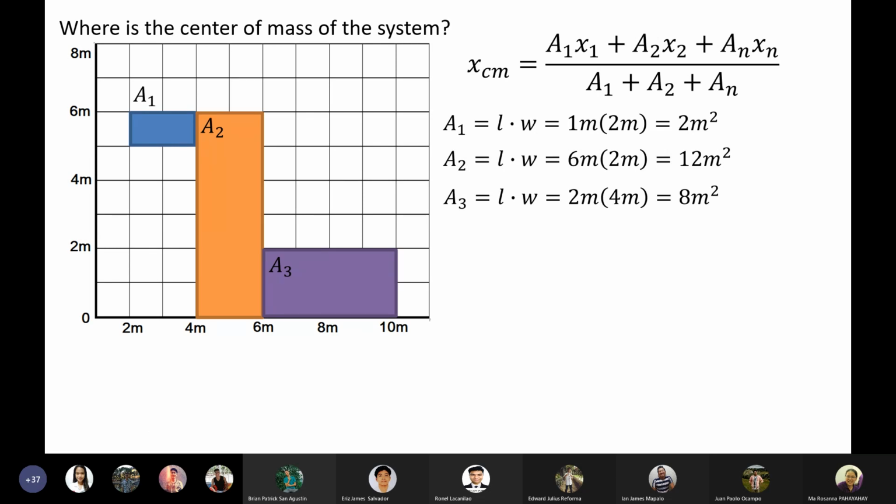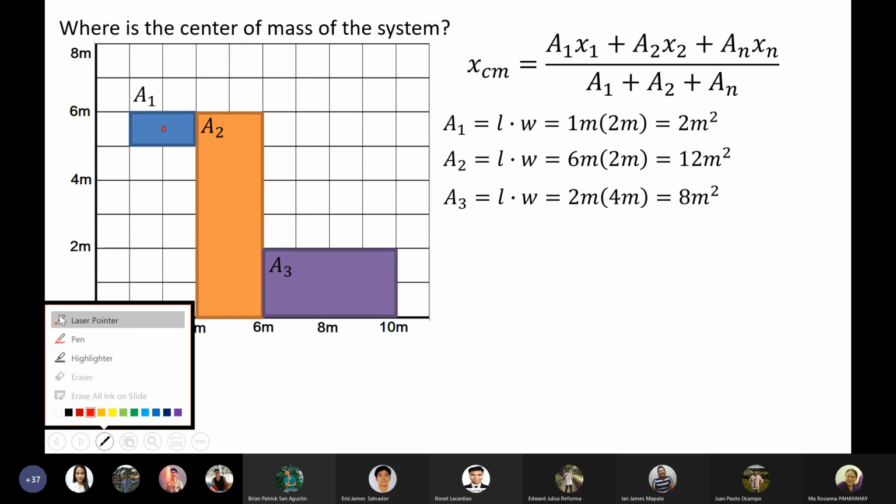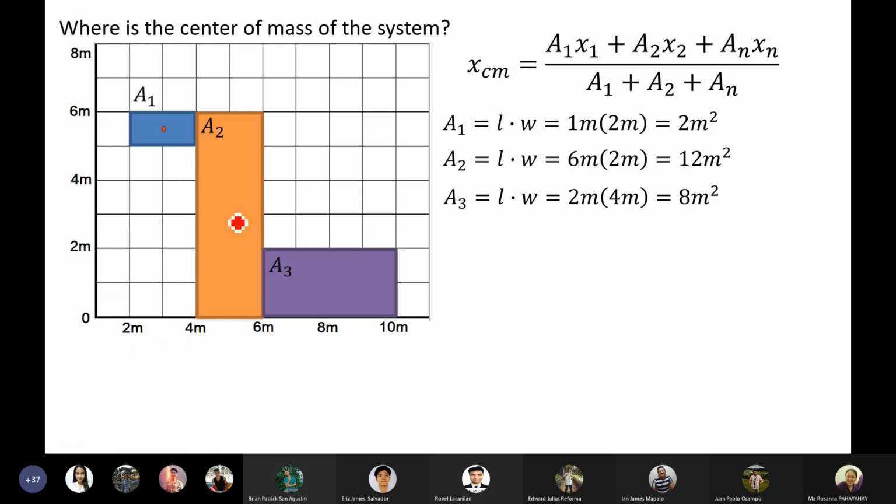Now, ang susunod naman nating isosolve is yung center of mass ng bawat area. Okay, so pag sinabi natin center of mass ng bawat area, this is the center of mass of my area 1. Wait lang, baka this is the center. I will just use a pen. This is the center of area 2 and this is the center of area 3. Okay? So yan yung mga center.